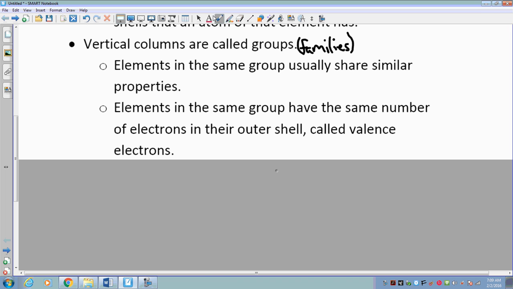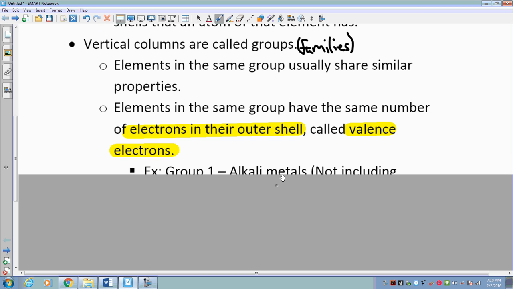And this is going to be really important, having an understanding of this. Elements in the same group have the same number of electrons in their outer shell. Not the same number of electrons overall, just in their outer shell. And that's called a valence electron. Valence electrons are going to be so important for what we're going to be talking about with chemical bonding. The whole reason why atoms bond together is because of the number of electrons in the outer shell. So really understand that the group determines the valence electrons, the valence shell. That's crucial for understanding this.